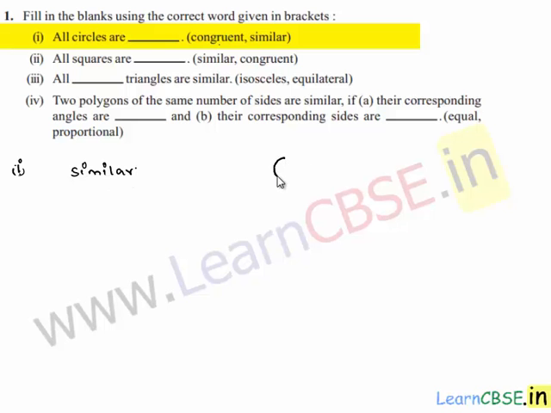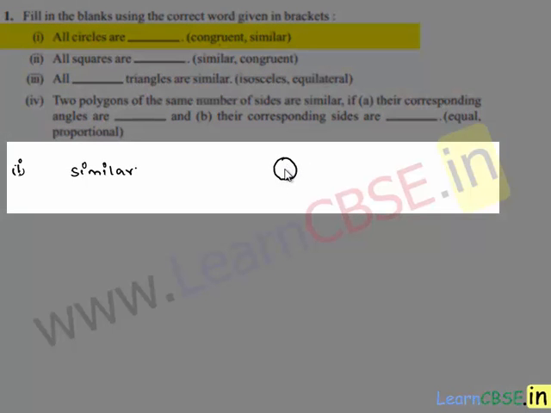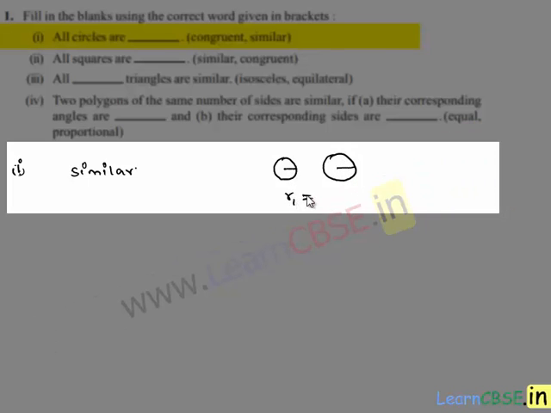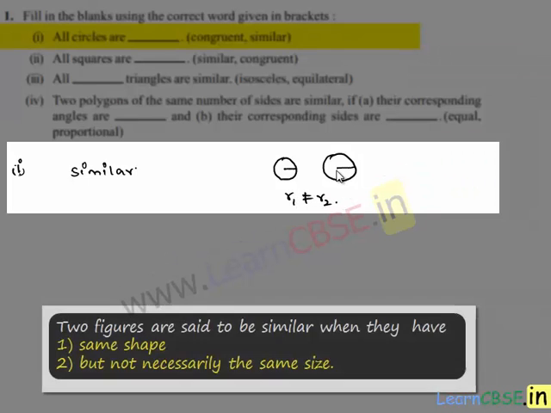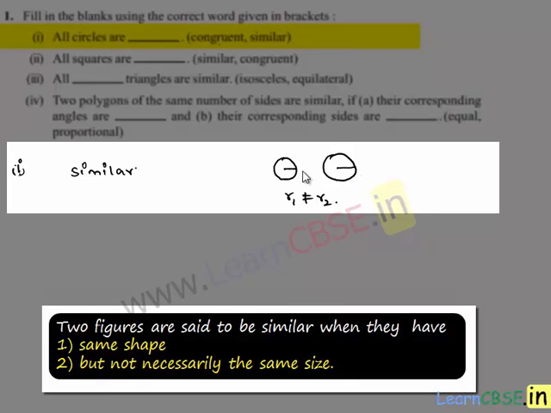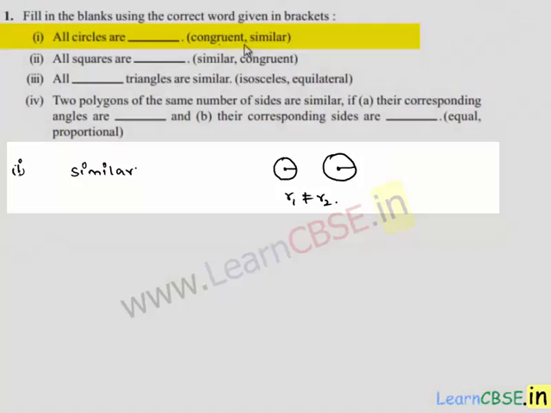because if we consider two circles with different radii, let them be R1 and R2. Here R1 is not equal to R2. That means the size of the two circles is different but the shape obtained is the same. So two figures are said to be similar when the shape of the two figures is the same but they have different sizes. So all circles are always similar.